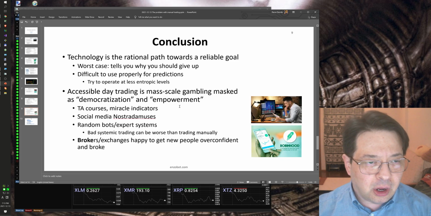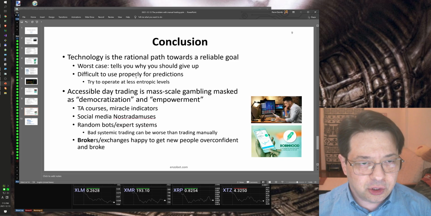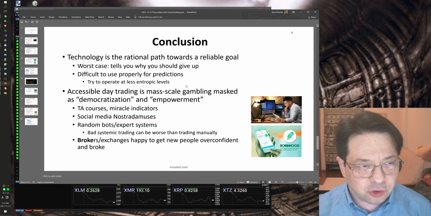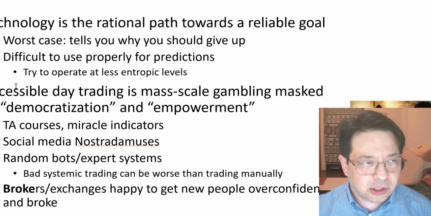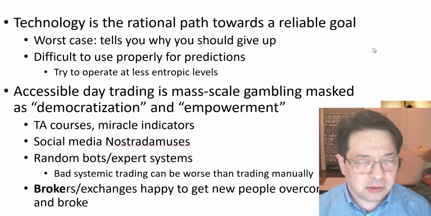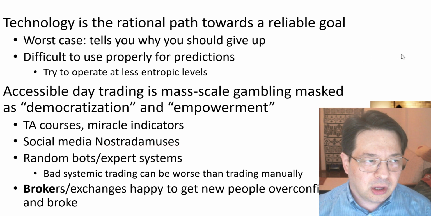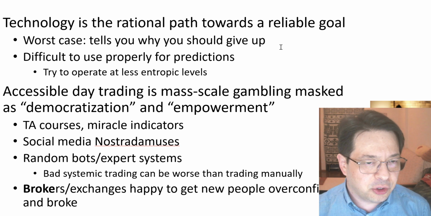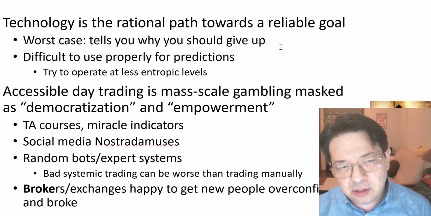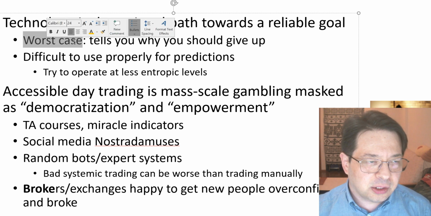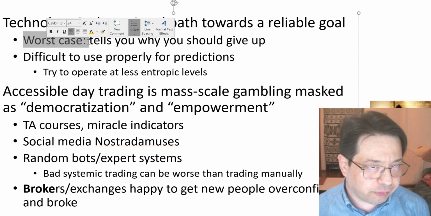So in conclusion, I think technology is pretty much the only viable rational path. In the worst case, if you implement things at the technological level with algorithms, testing and infrastructure, it will tell you that maybe you should just give up on the whole predicting the market altogether. But at least you will have something that's closer to objectivity.